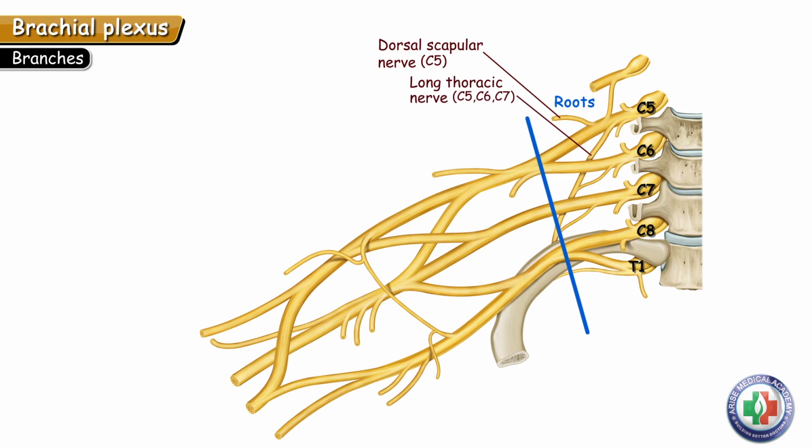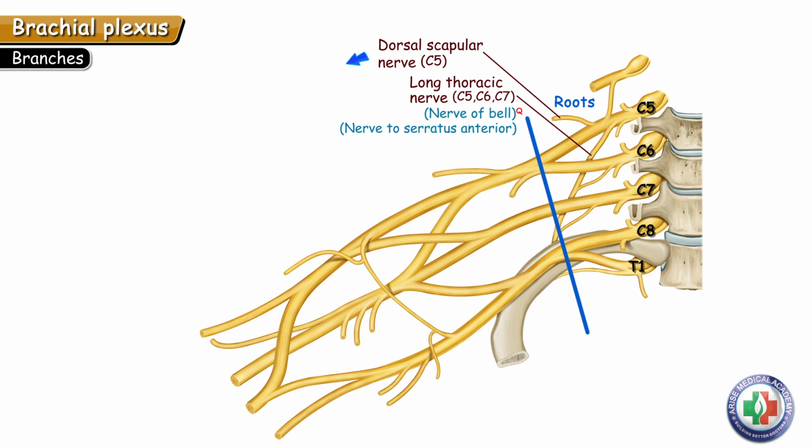Long thoracic nerve, also called the nerve of Bell or the nerve to serratus anterior. Long thoracic nerve takes origin from C5, C6 and the C7 roots of brachial plexus.